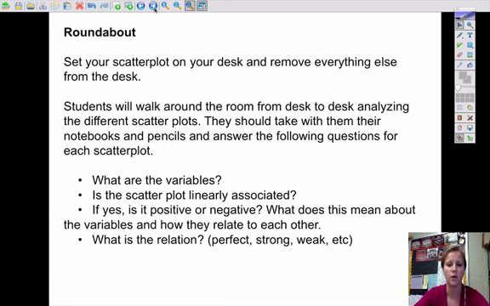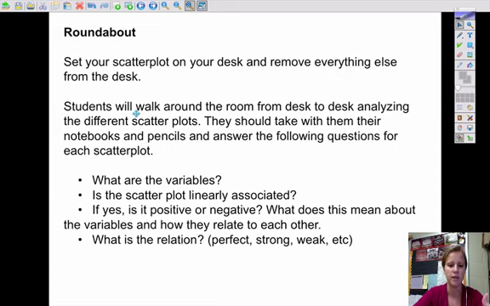And then you guys are going to go around the room analyzing different scatter plots. Okay? Take your notebook and your pencils with you because you're going to answer the following scatter plot questions for each scatter plot. So why don't we have you write your name on your scatter plot, and then that can be your title, and that can be how you organized your scatter plots. So then for each person's scatter plot, you need to write down their name so we know whose scatter plot you're talking about. And then what are the variables?